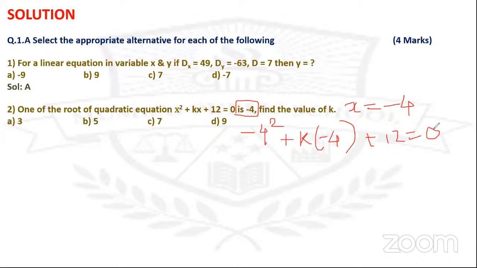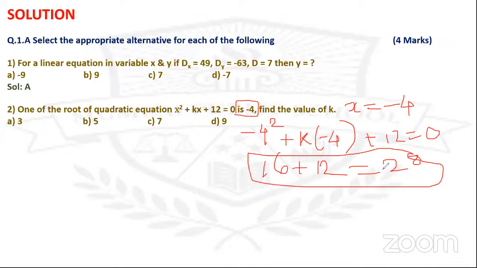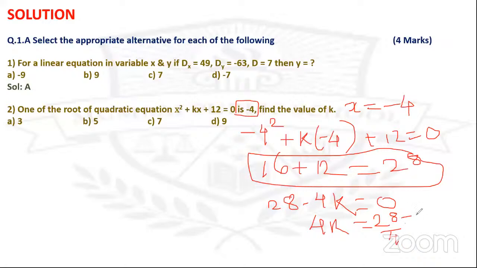Understand? Now you all know the square of a negative number is positive. So minus 4 squared actually is 16, plus 12, that is equal to 28. So what you're going to get is, check, 28 minus 4k equals 0. So 4k is 28, k is 28 divided by 4, that is equal to 7. Here, option C.